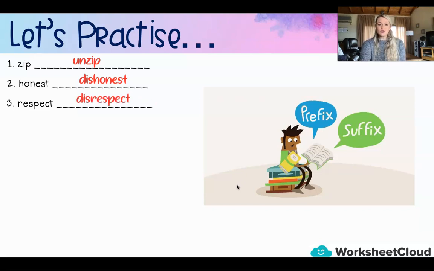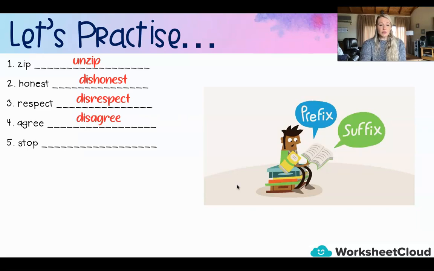We have disrespect. Number 4, the word agree. What are we going to add to the beginning of agree? Disagree. Good. Number 5, stop. What do we add to stop? We say non-stop when you're working non-stop. Question number 6, fair. What do we add to fair? We say something is unfair.